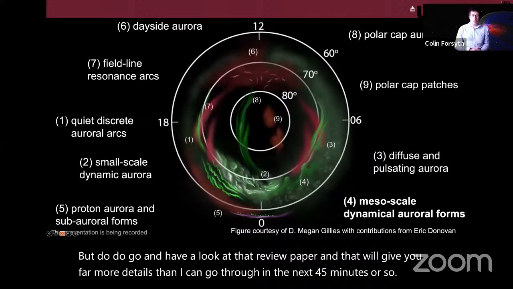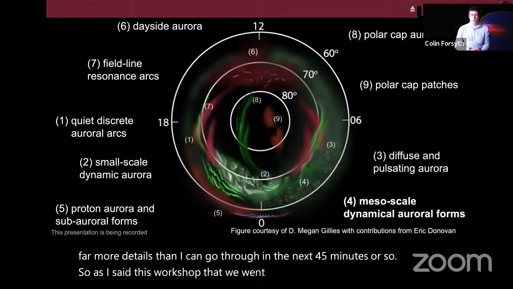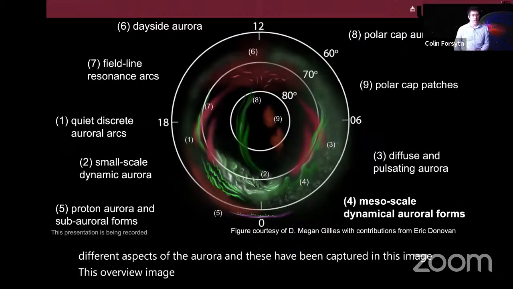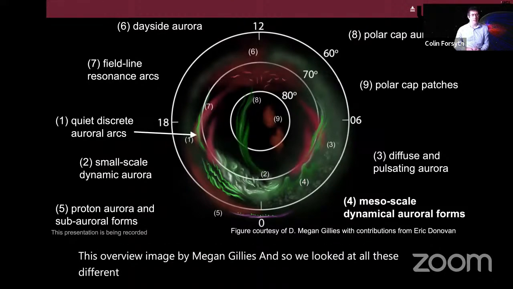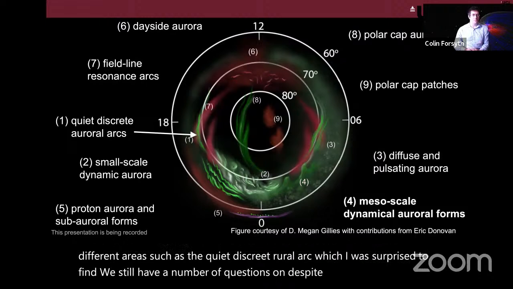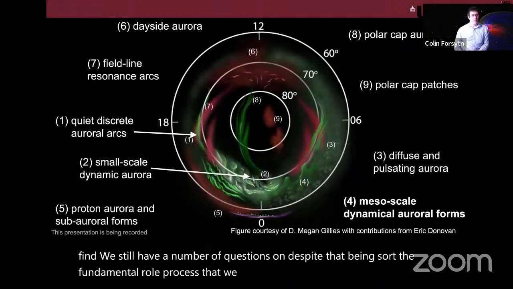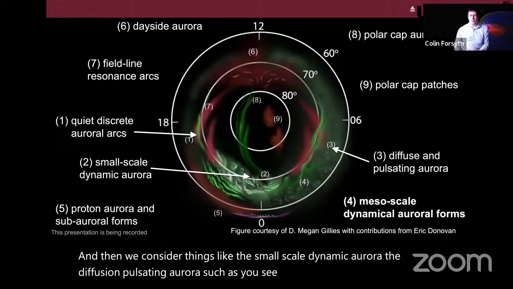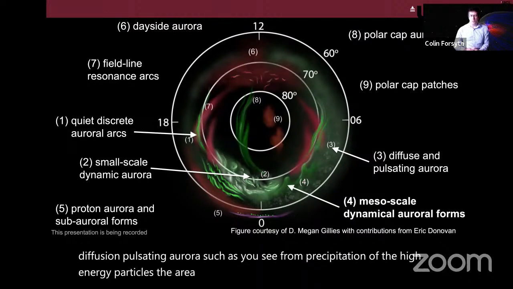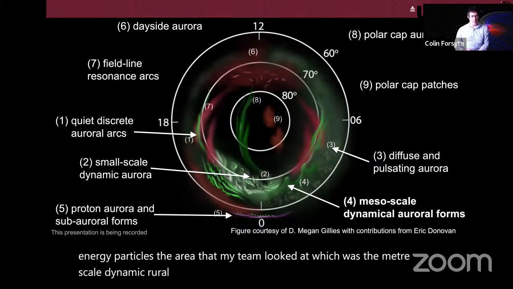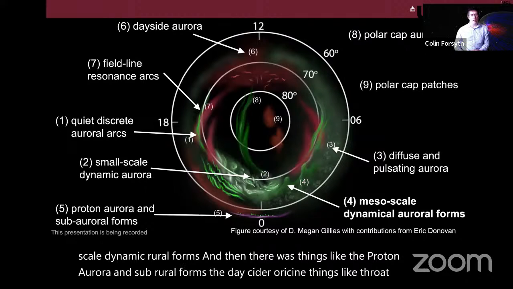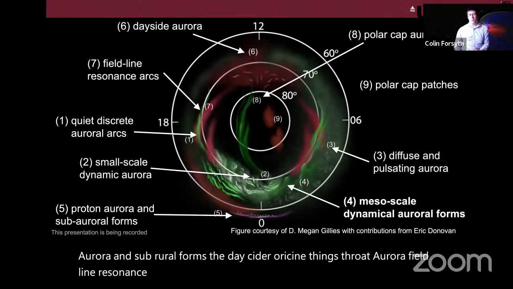As I say, this workshop concentrated on these various different aspects of the aurora, and these have been captured in this overview image by Megan Gillies. We looked at all these different areas, such as the quiet, discrete auroral arc, which I was surprised to find we still have a number of questions on, despite that being the fundamental auroral process that we consider. Then we consider things like the small scale dynamic aurora, the diffuse and pulsating aurora, such as you see from precipitation of high energy particles, the area that my team looked at, which was the mesoscale dynamic auroral forms, and then there were things like the proton aurora and subauroral forms, the dayside aurora, so things like photoaurora, field line resonance arcs, polar cap aurora, and polar cap features.